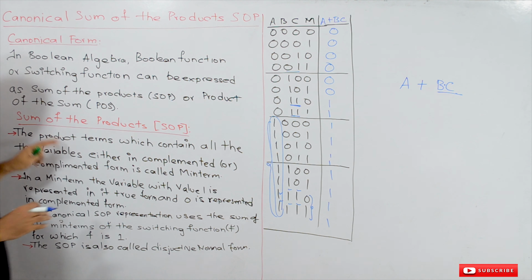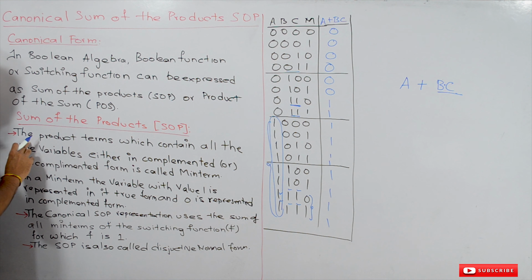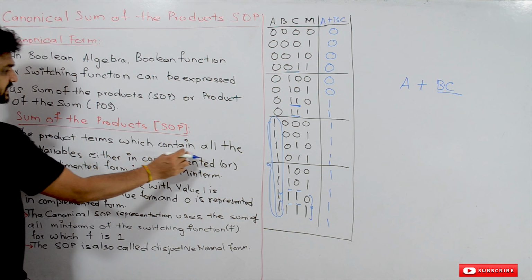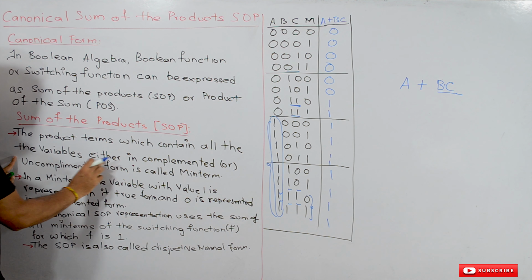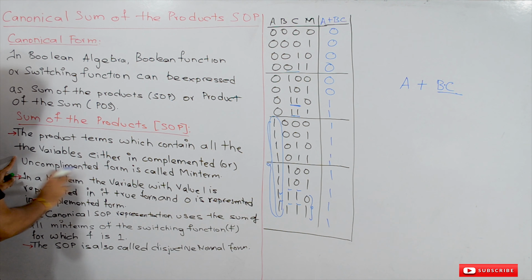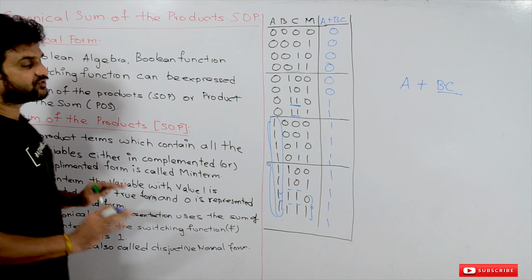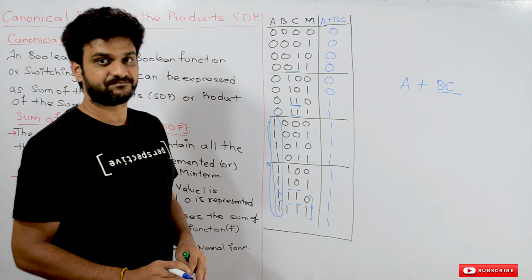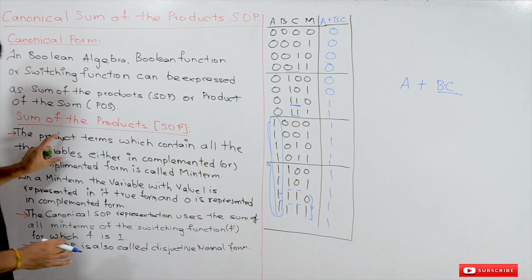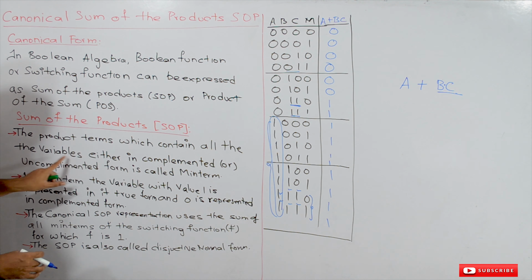What is meant by the sum of products method? A product term which contains all the variables, either in complemented or uncomplemented form, is what we call a min term. What it states is that the product term contains all the variables.